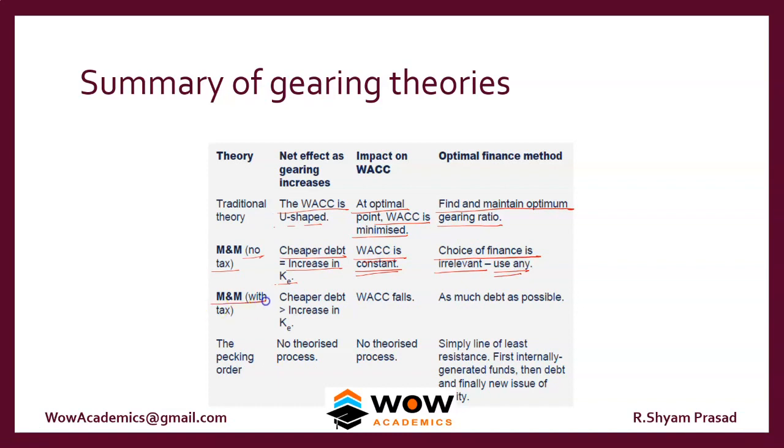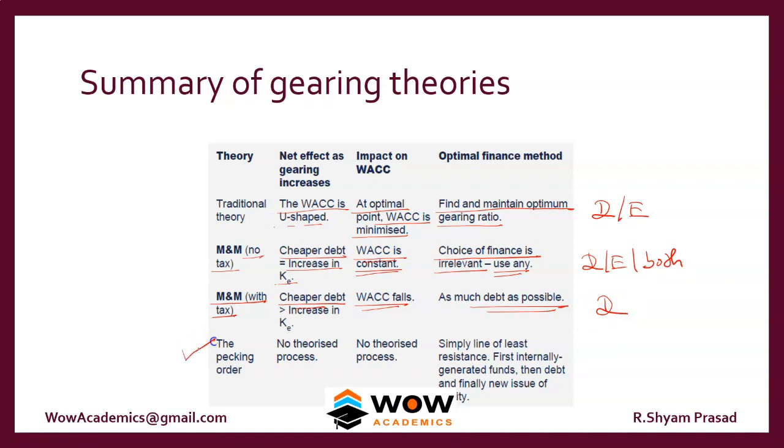The same approach with tax says that debt is very cheap, so WACC will fall, so have as much debt as possible. So we can summarize like this. Traditional theory says that there is an optimal point of debt and equity. The next one says it can be debt or equity or both. But the last one says have only debt. That's a good thing. So we'll move on to the pecking order theory.